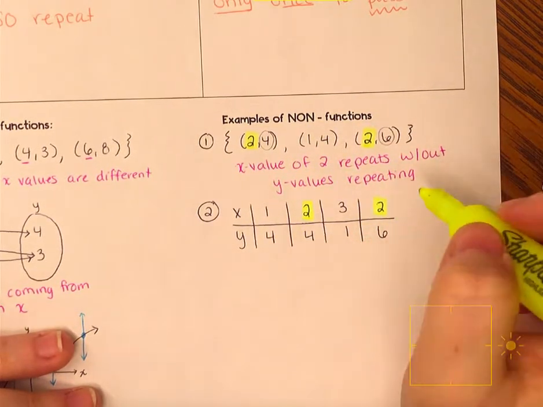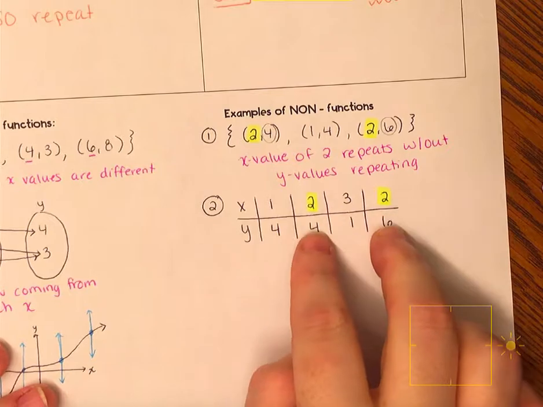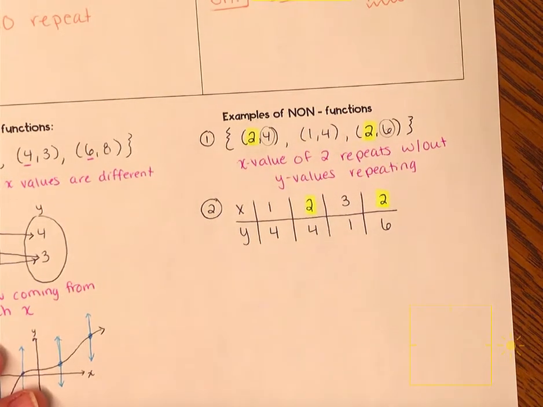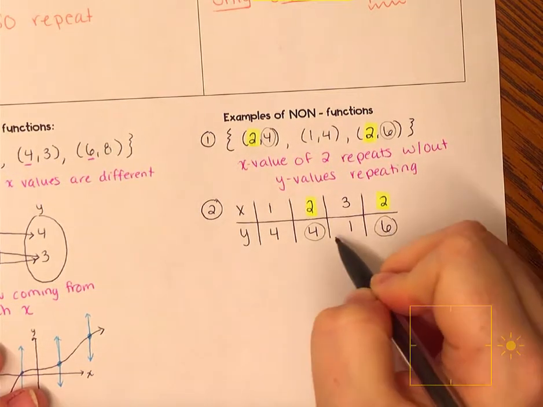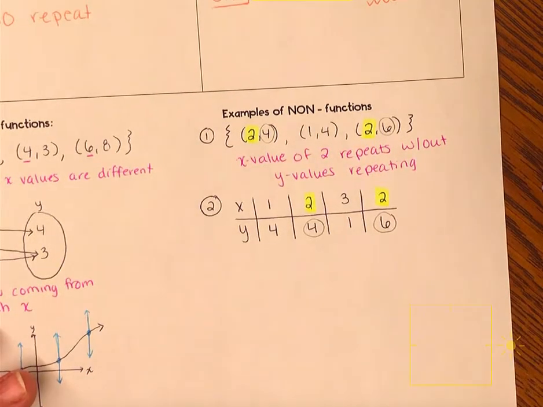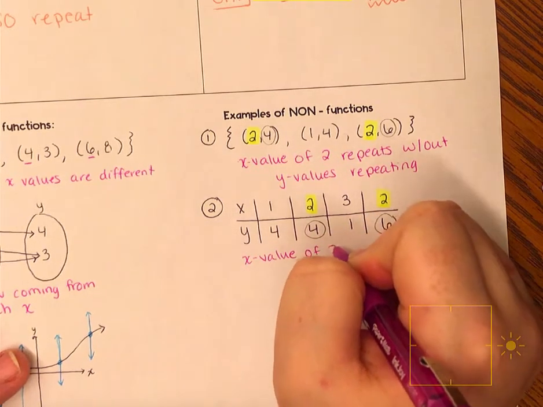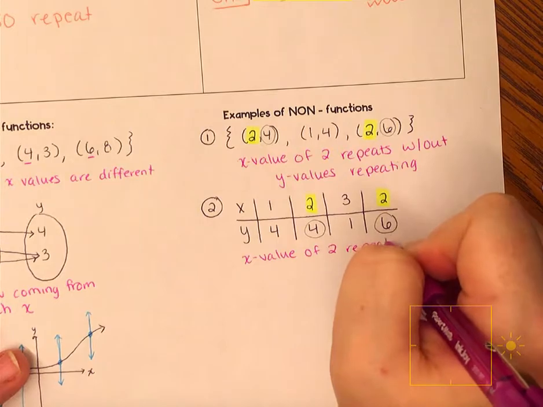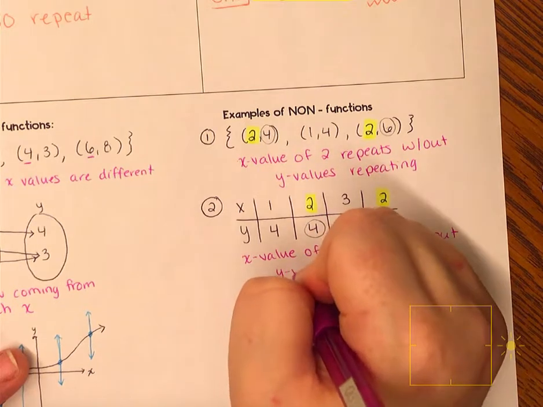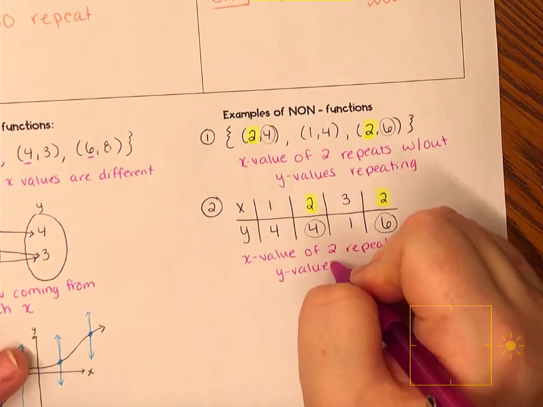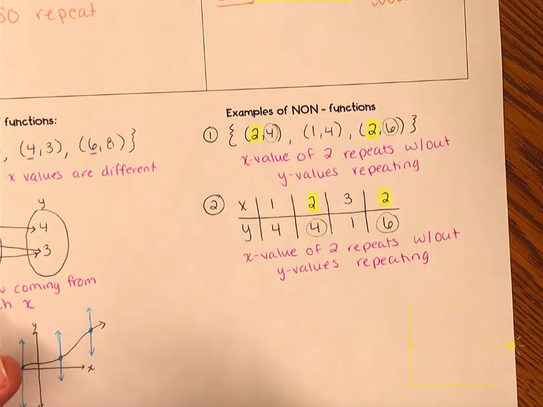But again, we have to remember that this does not automatically mean it's not a function. We have to then look at those y values. This is the only time we look at the y's. If we look at this y value, it's a 4, and this y value is a 6. These also do not repeat, so that means it's not a function. The x value of 2 repeats without the y values repeating. So the same reason as for the first example we did, because the x value repeats, but the y values do not repeat with them.